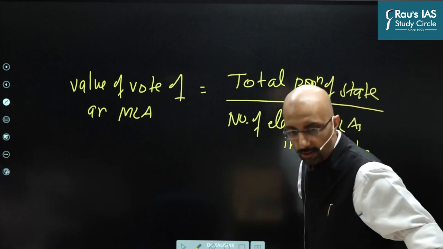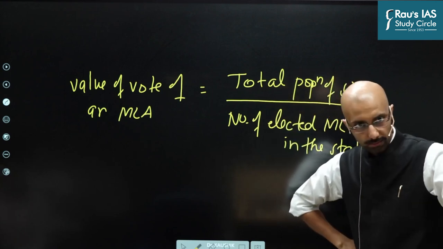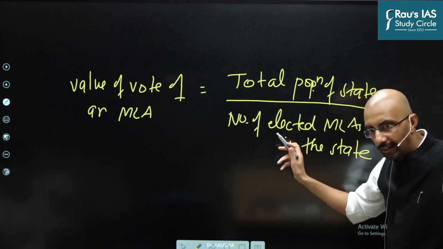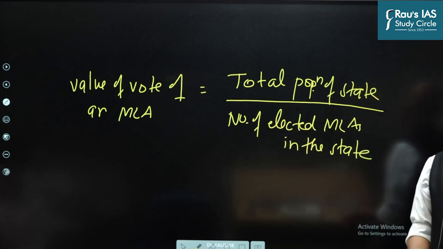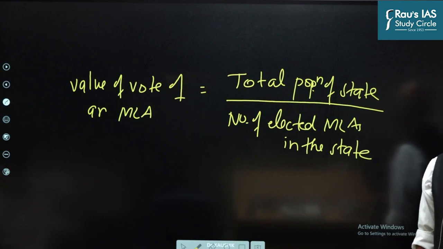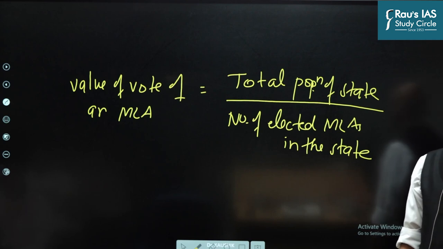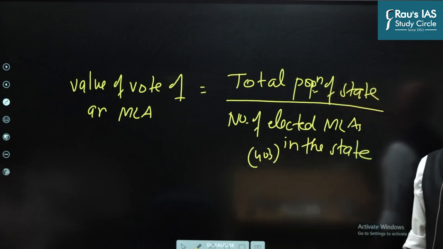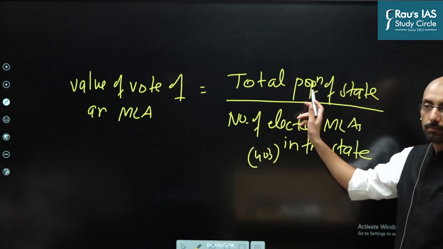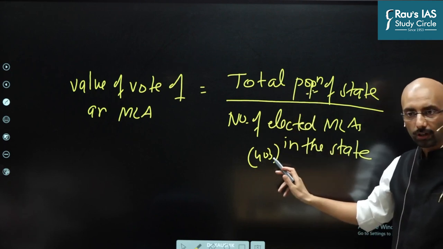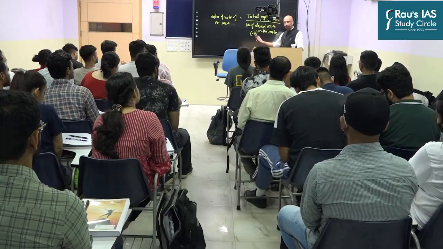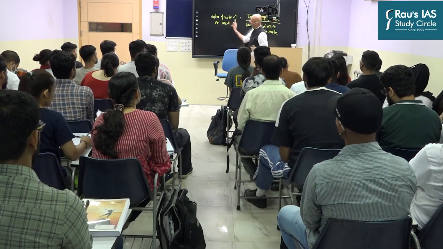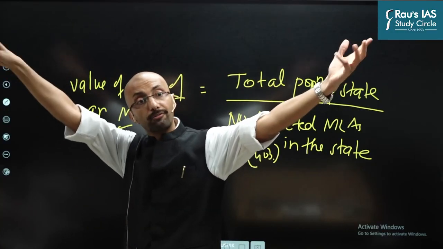So let us say you want to calculate the value of the vote of an MLA of UP. You will put here the population of UP and divide it by the total number of elected MLAs in UP. How many MLAs in UP? In the Vidhan Sabha, the number of MLAs is 403. So population of UP divided by 403. Now tell me something. The numerator has the population. The denominator is only 403. It means this answer will be very big. That means the value of the vote of an MLA will be in lakhs and crores. So adding that value and doing all the calculation will become very cumbersome.